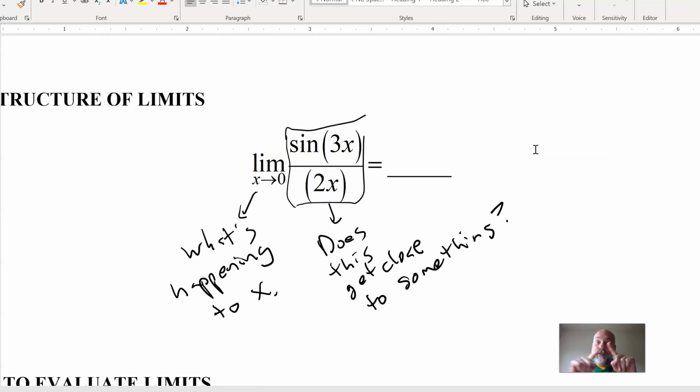So does that get close to something? You can look at that. Those are the y values, or that function, and we saw earlier what it was. These things are getting closer and closer to a number. And if yes, that's the answer to the question. That's what the limit is.